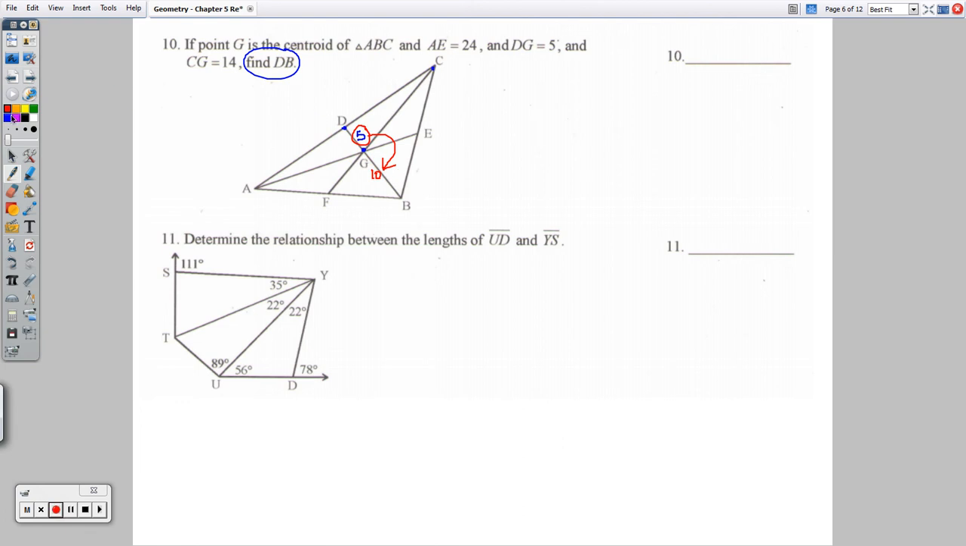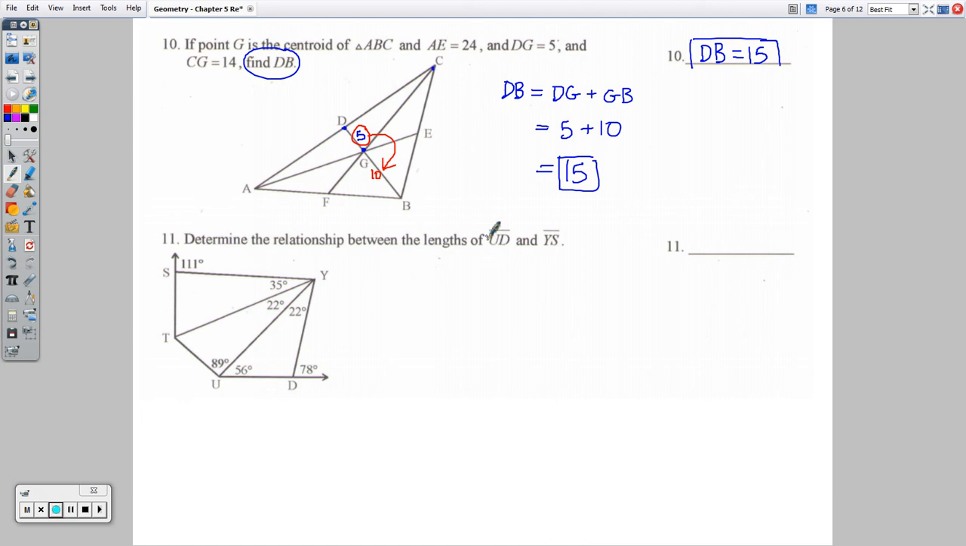GB would be 10. And we know that DB is the sum of DG plus GB. So you'd have 5 plus 10 on this one, that's going to be 15. If you want to use that 2/3 equation that you have in the book, go ahead, be my guest. But I prefer thinking of it in a 2 to 1 ratio way. I think it's just a little easier to think about that way.